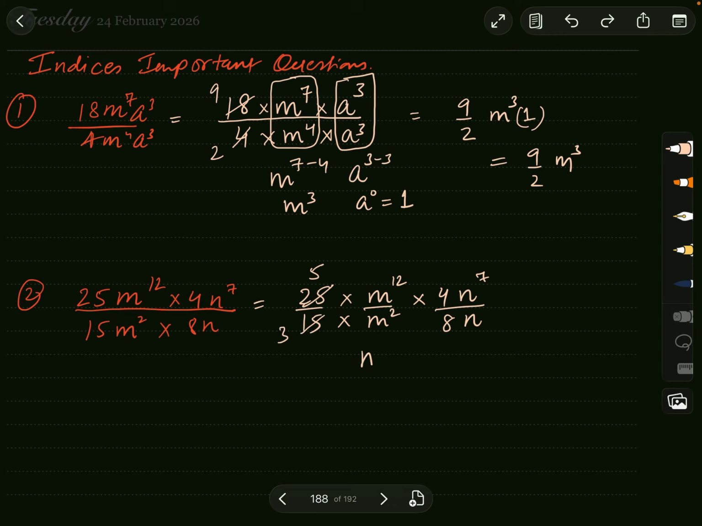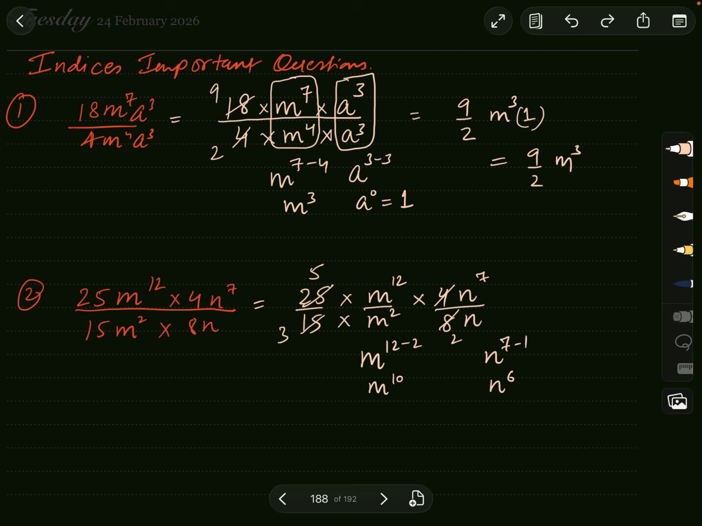That's it. So 5 times 5 is 25, 5 times 3 is 15. M to the power of 12 over m to the power of 2 is 12, take away 2. And then 4 times 2 is 8. And then n to the power of 7 take away 1, because only 1 is in the denominator power of n. So it's n to the power of 1 in the denominator. When there is no power written, that means the power is 1. So we can solve it by m to the power of 10 and n to the power of 6.